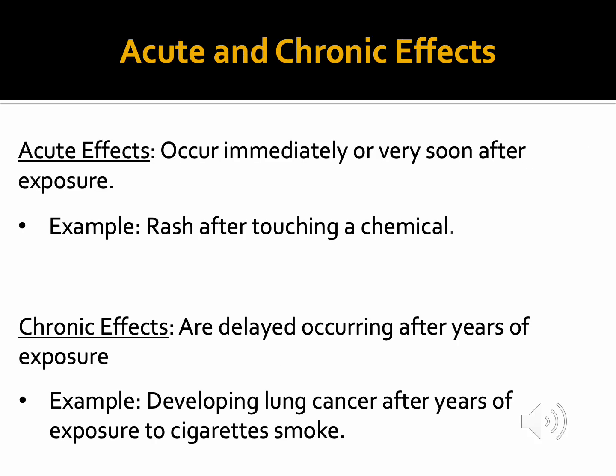There are different effects that a chemical may have on an individual. 1. Acute effects occur immediately or very soon after exposure. Example, rash after touching a chemical. 2. Chronic effects are delayed, occurring after years of exposure. Example, developing cancer after years of exposure to chemical without PPE.